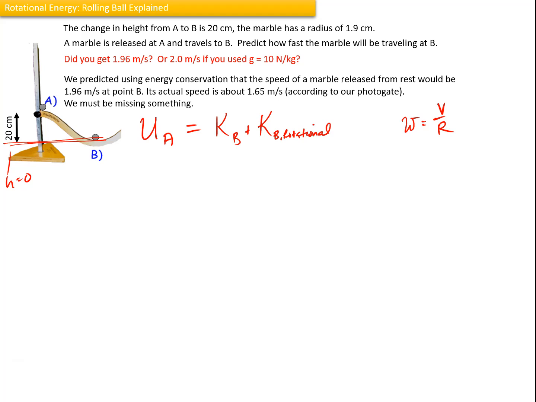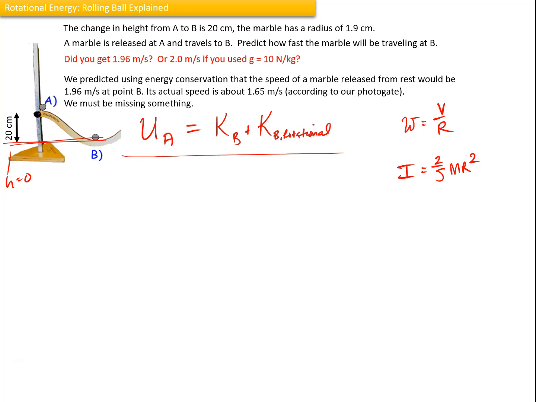Now we're trying to figure out how fast this thing is going, so we want to solve for velocity. And also, let's not forget that the moment of inertia of our object, since it's a sphere, is 2/5 mr squared. So again, just like our other problems, we have our conservation equation we wrote down. Now we're going to go on and expand those numbers.